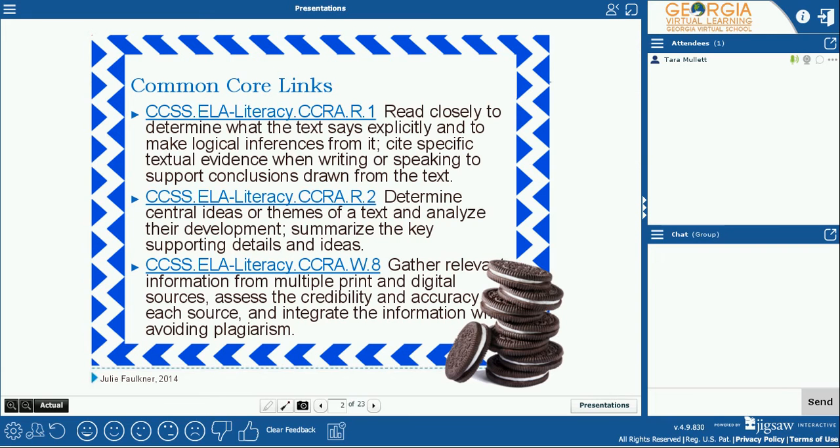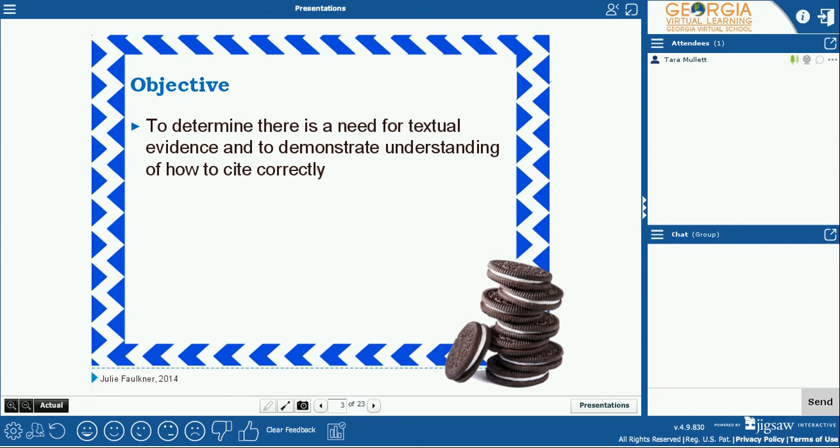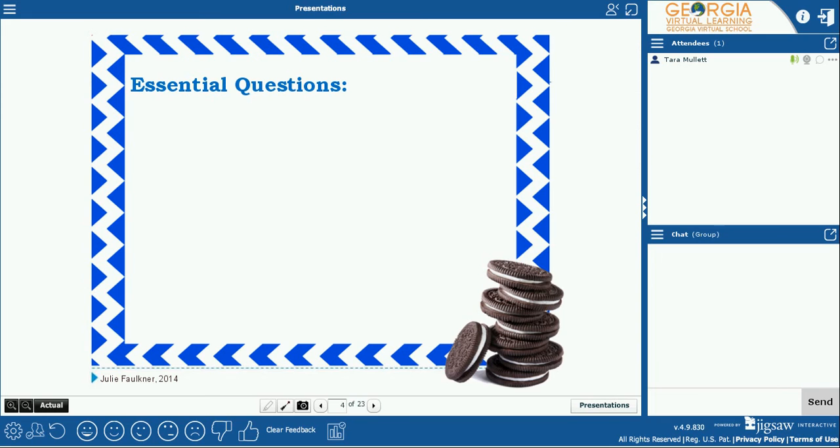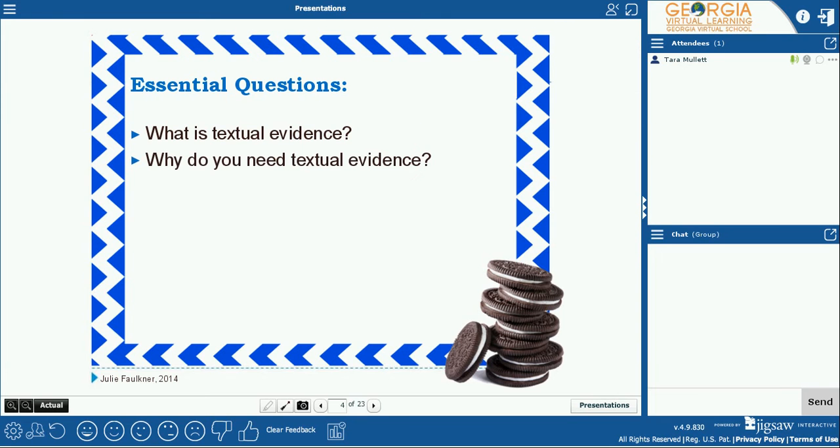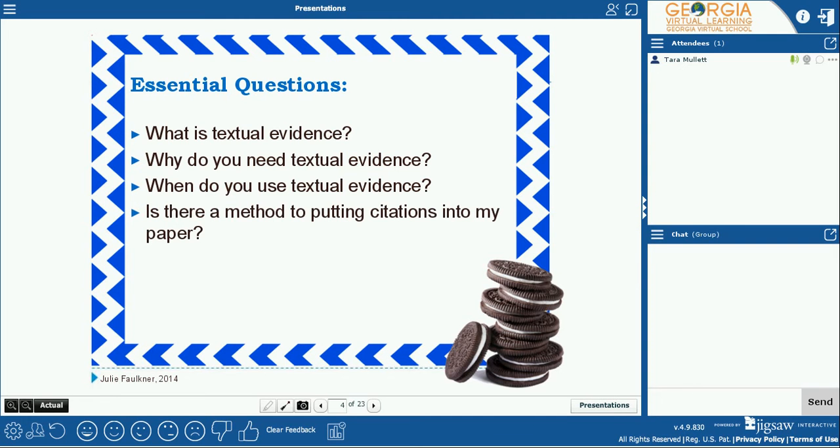These are just the Common Core links. So what we're going to look at is determine that there is a need for textual evidence and to demonstrate an understanding of how to cite correctly. Some essential questions. What is textual evidence? Why do you need textual evidence? When do you use textual evidence? And is there a method to putting my citations into my paper, which is MLA?